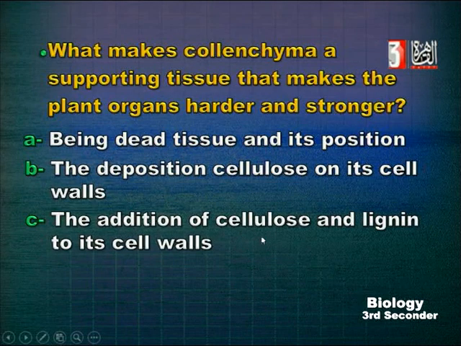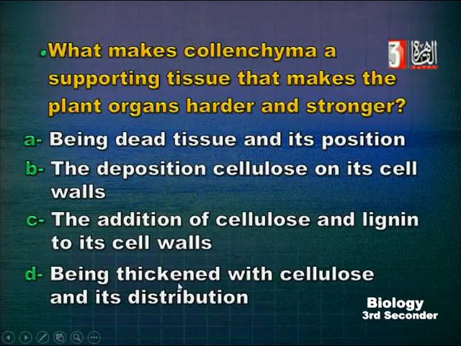C, the addition of cellulose and lignin on its cell wall. Collenchyma has no lignin, so it is wrong. So A is wrong, C is wrong, B is a good answer. Let's see D. Being thickened with cellulose or its distribution, it is the correct answer, because as I said to you, collenchyma is thickened with cellulose irregularly. It is distributed between the corners of the cells from outside.